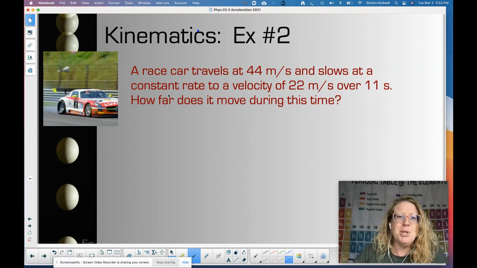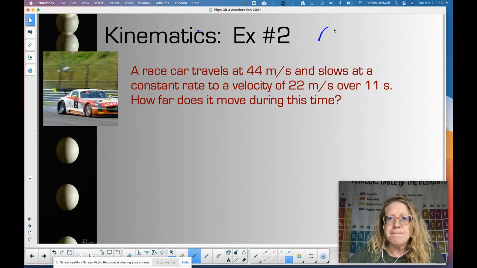So here's example number 2. We've got a race car traveling at 44 meters per second and slows at a constant rate to a velocity of 22 meters per second over 11 seconds. How far does it move during this time? Okay, what are we trying to find? So I've got a race car. There he is, going that direction. He's traveling at 44 meters per second.